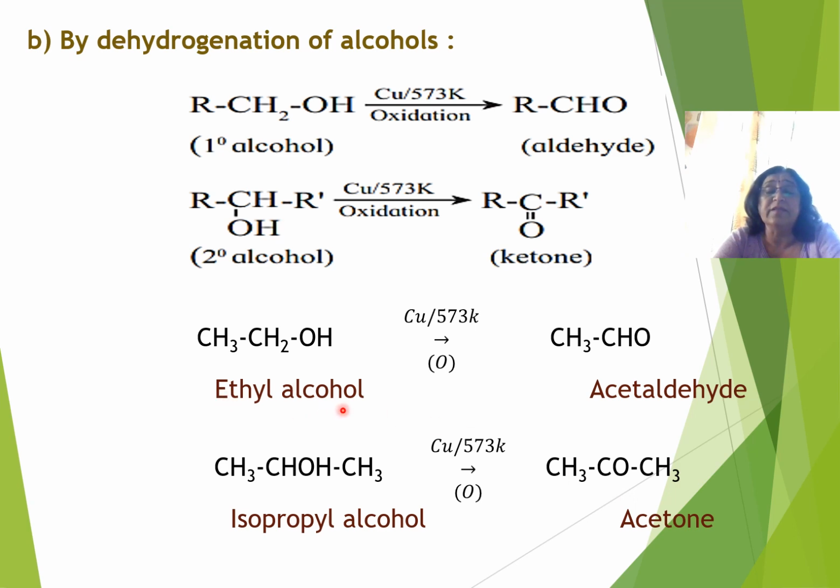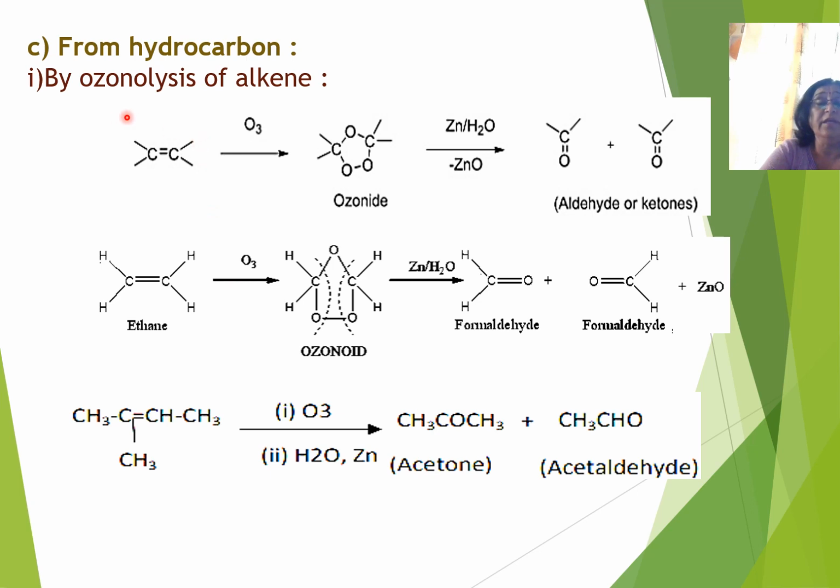So what is the difference between ethyl alcohol and acetaldehyde? The difference is of one H2. That means hydrogen is removed in this reaction, and therefore the reaction is called dehydrogenation, which takes place when heated with copper at 573 Kelvin. Aldehydes or ketones are formed depending on whether the parent alcohol is primary or secondary. Clear? Okay. So when alkenes are ozonolyzed, that is reacted with ozone in the presence of solvent, ozonide is formed.